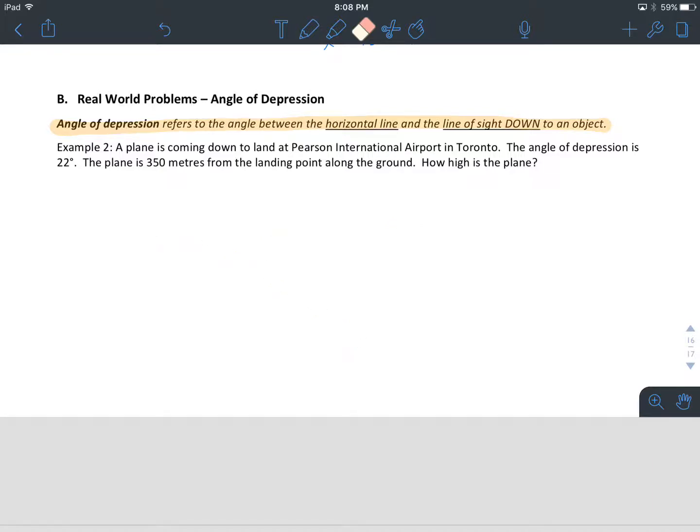A plane is coming down to land at Pearson International Airport in Toronto. The angle of depression is 22 degrees. The plane is 350 meters from the landing point along the ground. How high is the plane?